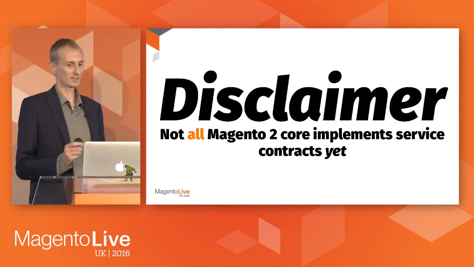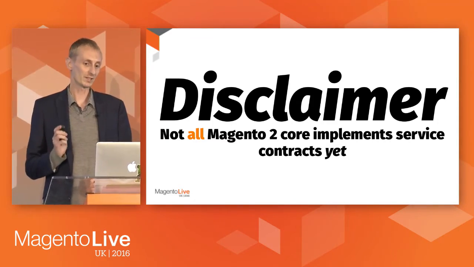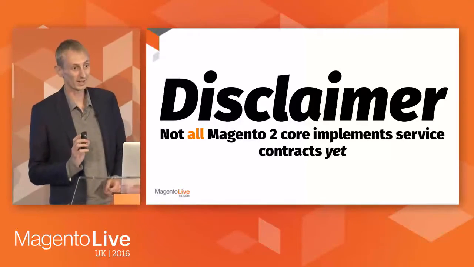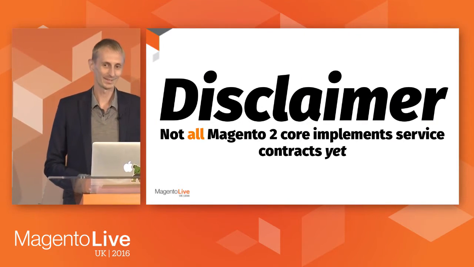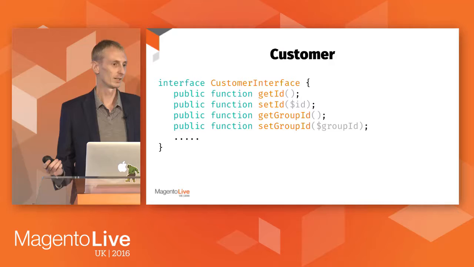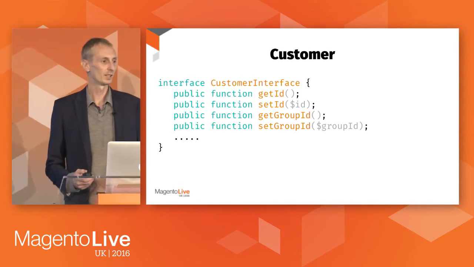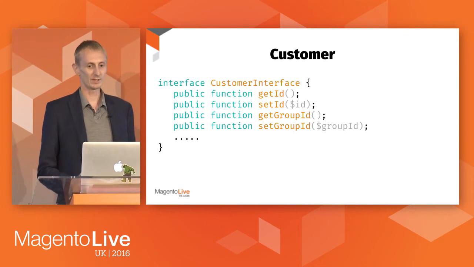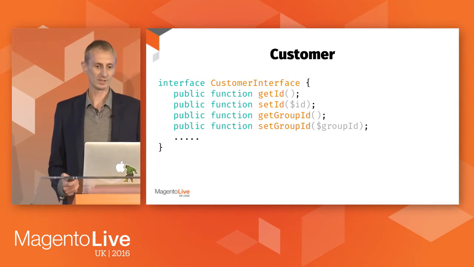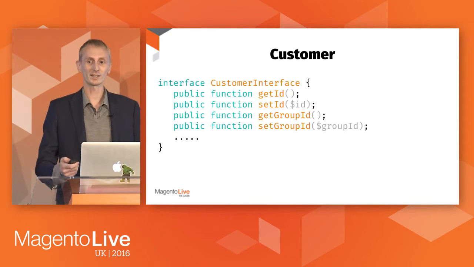A little bit of a disclaimer though, not all of the Magento 2 core implements service contracts yet. I know they are working towards that. There is quite a lot of the core covered with service contracts, and if you find a service contract, use it. An example being customer. The customer class is, I believe at last time of checking, probably the most complete Magento 2 module out there. So it's got its own interface for interacting with a customer.